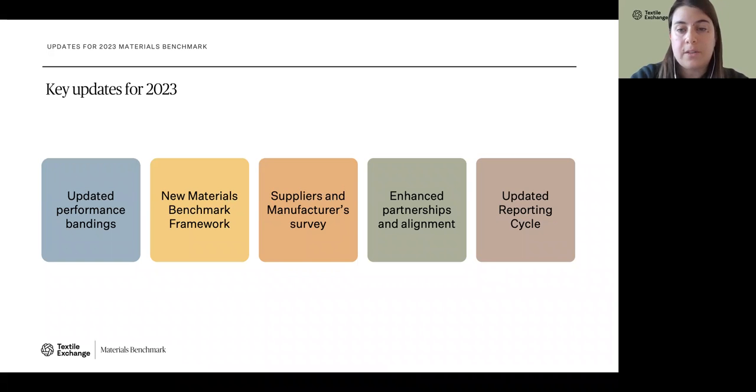Regarding what suppliers and manufacturers are getting out of the survey, definitely the scored confidential scorecard. And we're also working toward integrating aggregated data to model outcomes and impact associated with preferred material sourcing for suppliers and manufacturers' responses. The fourth key update is, again, the enhanced partnership and alignment.